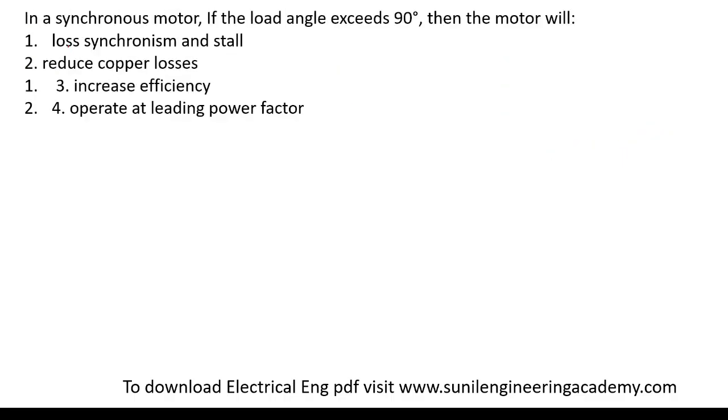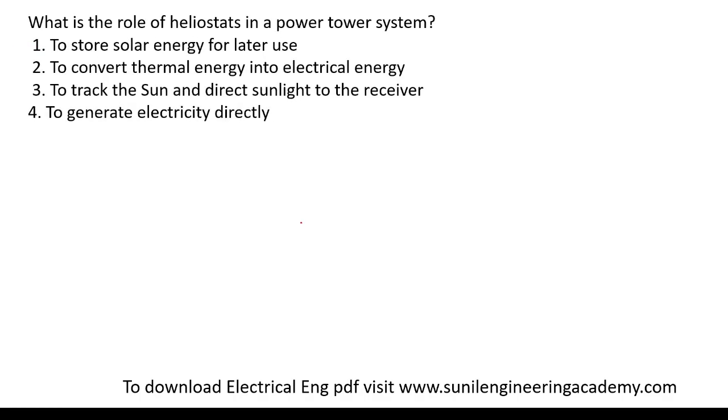Coming to the next one. In a synchronous motor, if the load angle exceeds 90 degrees, then the motor will become dash. A very simple question. Whenever the delta is less than or equal to 90 degrees, it will be in synchronism. Whenever this load angle is greater than 90 degrees, then it may lose synchronism and will come to a stop. So the answer is lose synchronism.